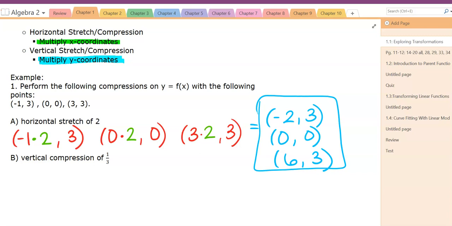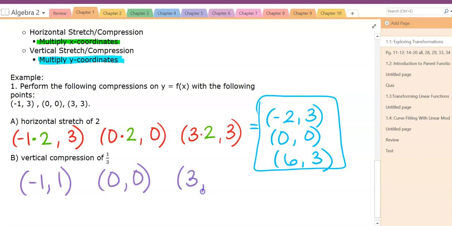Okay, so for your first coordinate, you leave the -1 alone. 3 times a third, or 3 divided by 3, is going to be 1. So that first new coordinate should have been -1, 1. The second coordinate, you have 0, and then 0 times a third is just going to be 0. So again, that second coordinate doesn't change at all. And then the last one, 3, and then again 3 times a third is 1. So these should have been your new coordinates.